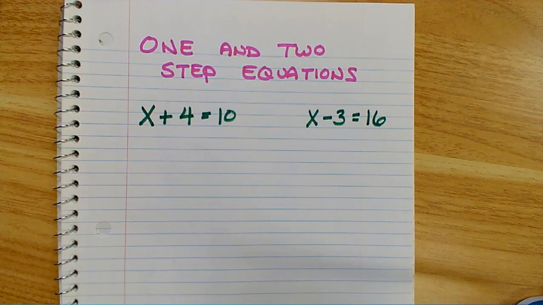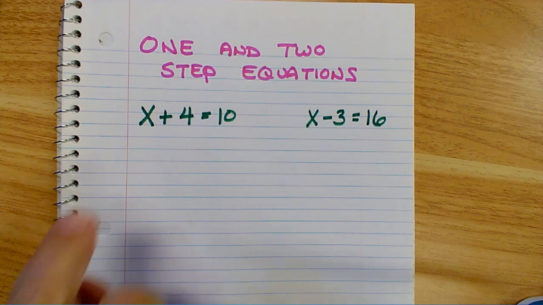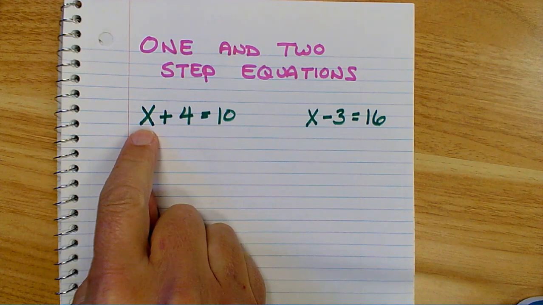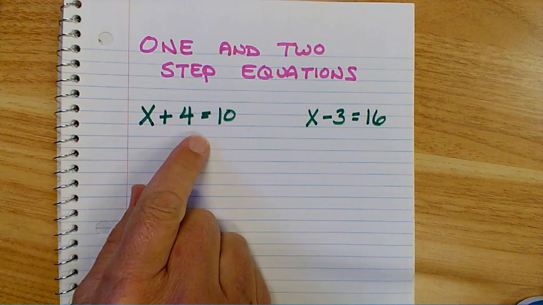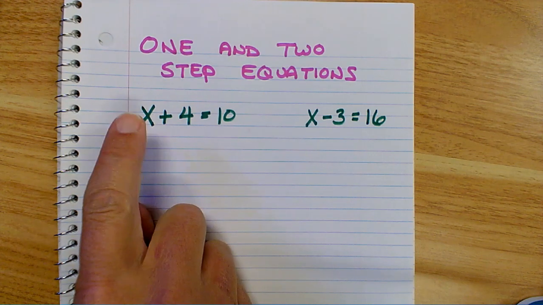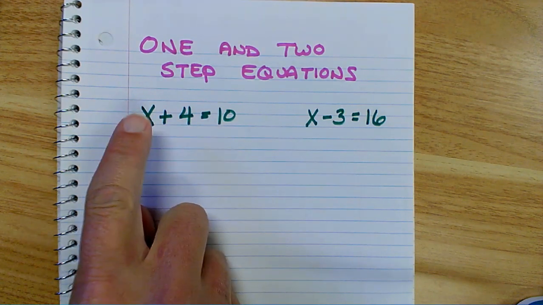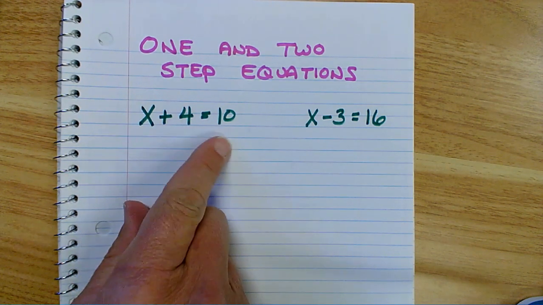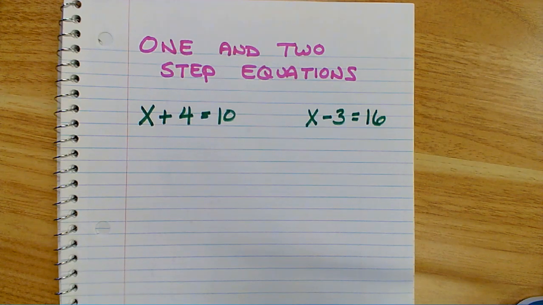And both of these equations, you might be able to do them in your head. I would look at this. I'm trying to find out what would the number have to be for x to make this work. Well, is it 4? Is 4 plus 4 10? No. Is it 5? 5 plus 4 is 10? No. Is it 6? 6 plus 4 equals 10. It is 6 right here.